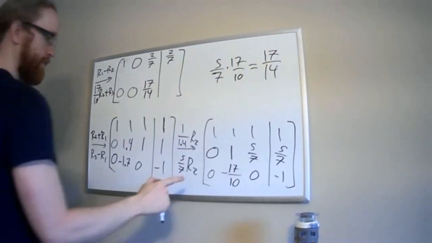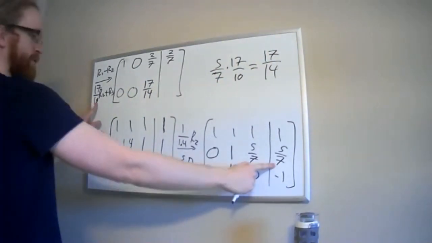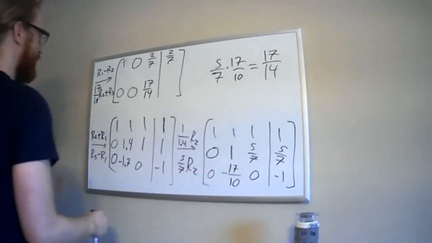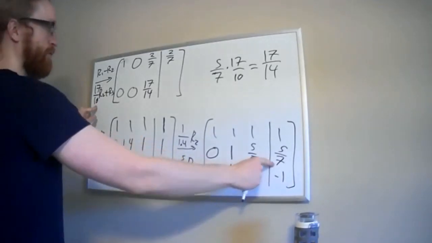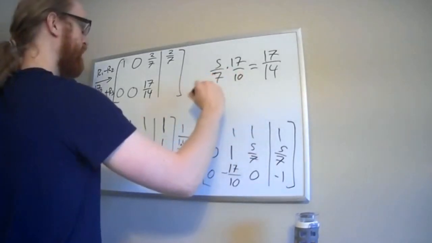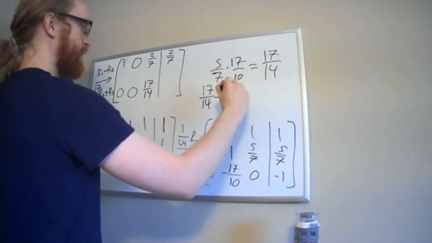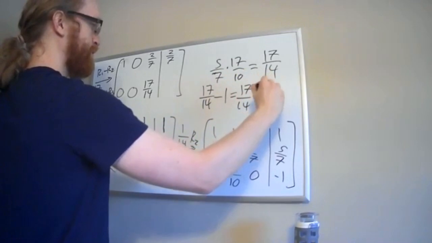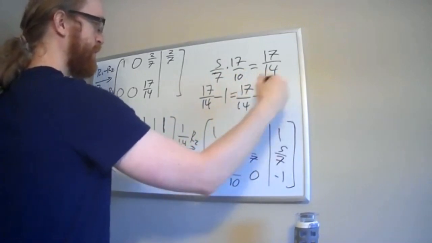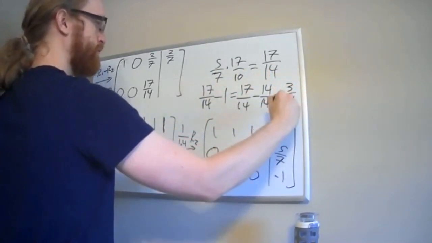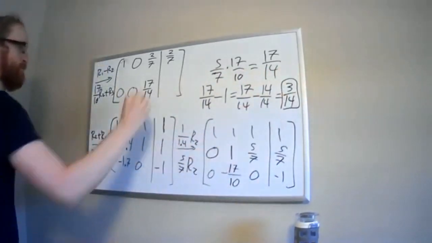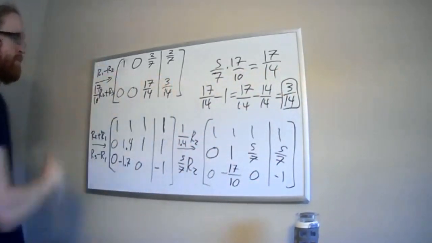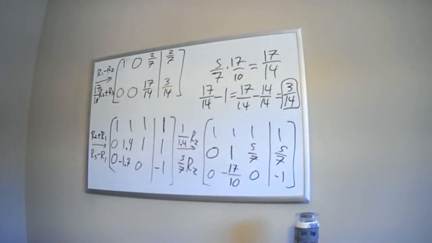And then I need to take 5/7 times 17 over 10 and then subtract 1. I already know 17 over 10 times 5/7 is 17/14. And so now I just need to subtract 1 from that. Well, what's that? Work out our common denominator. This 17 minus 14 is 3. So the answer there is 3 over 14. So I get 3 over 14.